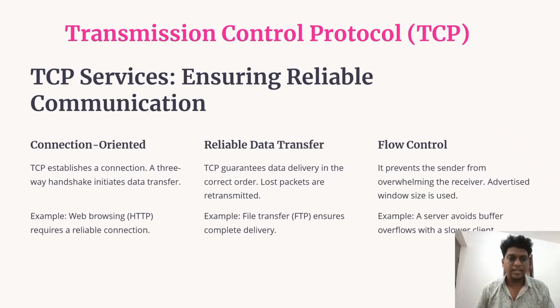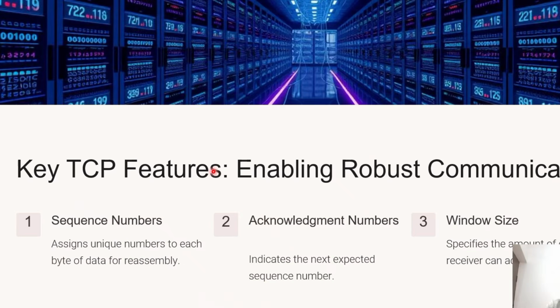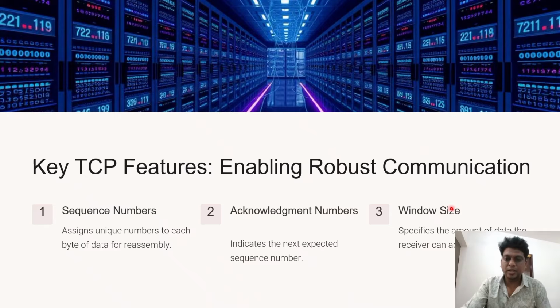Transmission Control Protocol is a connection-oriented service. It plays a major role in the transport layer to provide reliable data transfer and to control the flow of the mechanism. Key features of TCP are the sequence number, which assigns a unique sequence number to each byte of data that helps in reassembling at the receiver side. Then it uses acknowledgement numbers, which indicate the next expected sequence number, and the window size that specifies the amount of data the receiver has acknowledged.